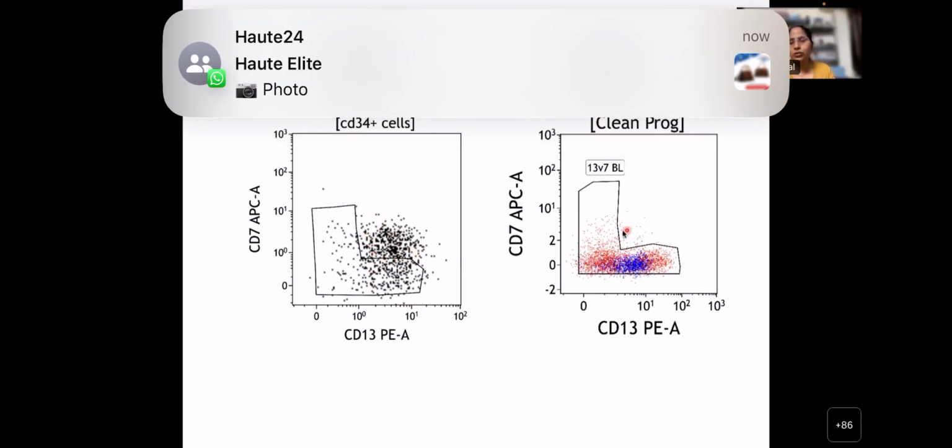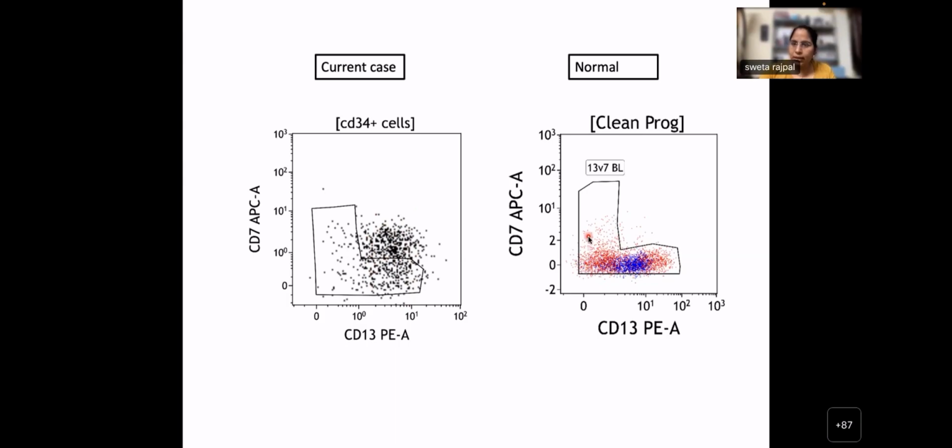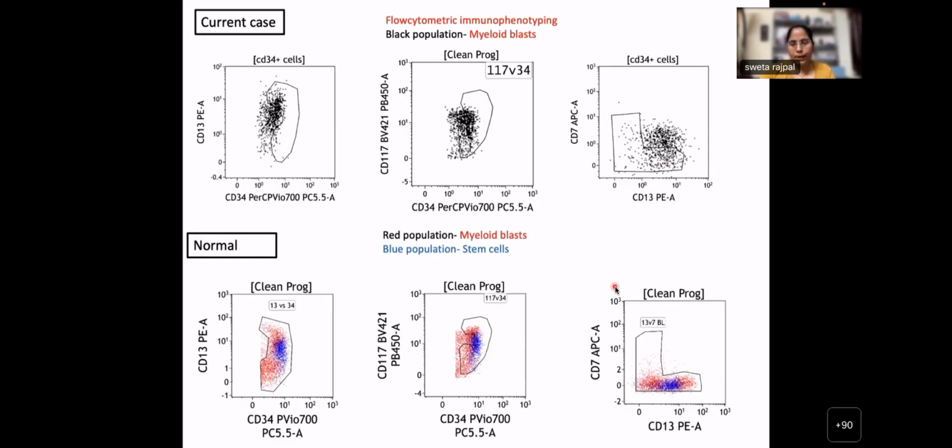blasts also. In the normal myeloid blasts, CD7 may be expressed. It is not abnormal, but it is expressed in the 13 negative portion. However, in this case, we can see there is a deviation from the normal pattern, that even in the 13 positive cluster, we are seeing CD7 expression. Okay.